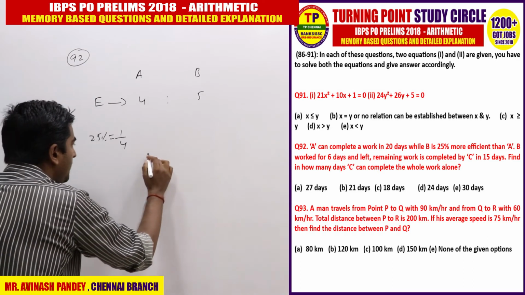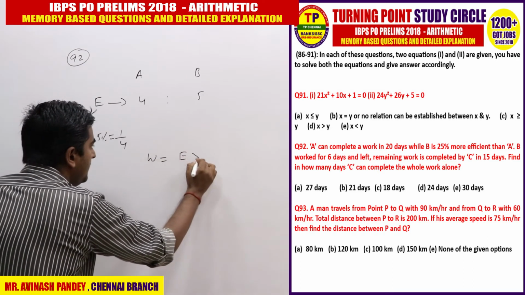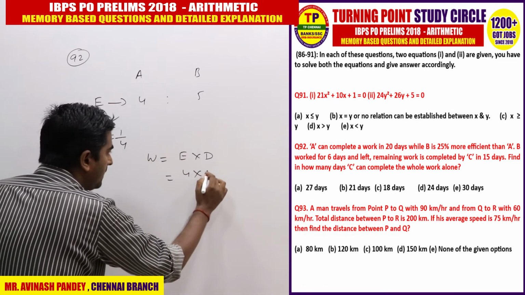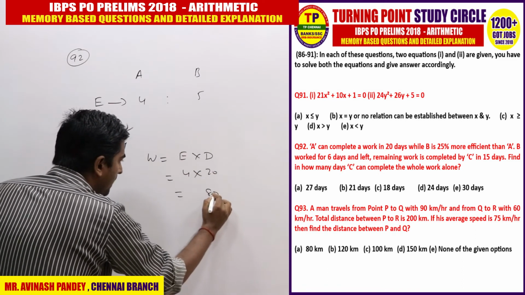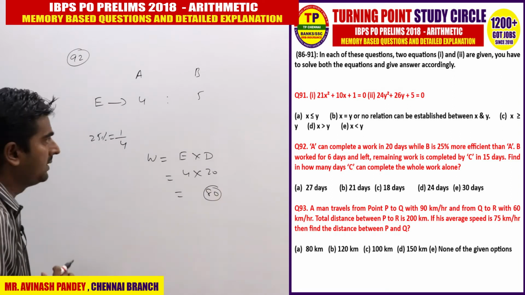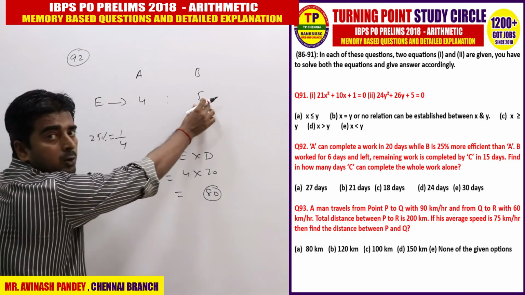You know very well what is the meaning of work. Work is nothing but efficiency into days. What is the efficiency of A? 4. And what about the days of A? It is nothing but 20. What is my total work? 80, right? My total work is nothing but 80. Then they are telling that B worked for 6 days. Now per day how much will B do? 5.